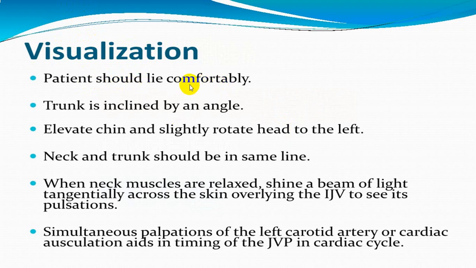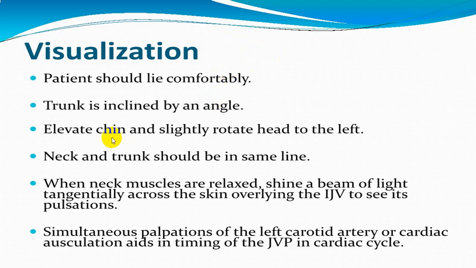Now in a supine posture, the pressure in the right atrium is not exactly equal to that of the internal jugular, because the gravity is now not working. And when the person is in a sitting posture, because of gravity working, the pressure changes in the right atrium may not be exactly reflected in the internal jugular. Hence, by and large, the 45-degree angle is taken. So the trunk is inclined at an angle of 45 degrees. We'll show you the diagram.